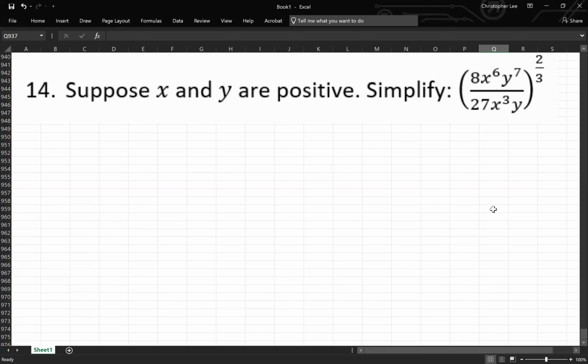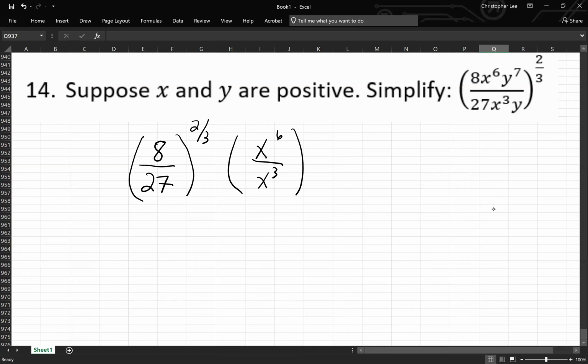All right. So I got 8 over 27, right? Remember that whenever you're raising a power to a power, everybody gets it. Then we're going to have x to the 6 over x to the third, raised to the 2/3. And then we're going to have y to the 7 over y, raised to the 2/3, right? Let's simplify this down, right?